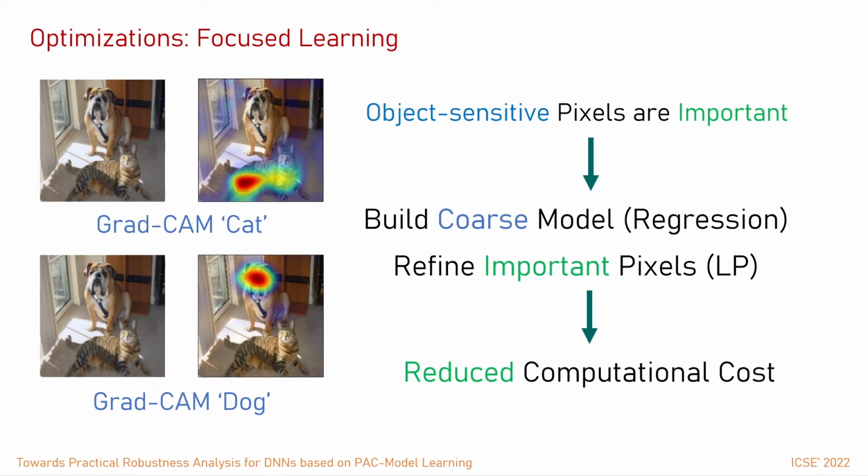Besides, considering high dimension inputs like images, we propose several optimizations. Inspired by explanation work like GridCam, we notice that the object-sensitive pixels are more important than other pixels. So we learn a coarse model by linear regression before the linear programming. We identify the important pixels and then refine the model with only these pixels. This focused learning will significantly reduce the computational cost, but with little precision loss.